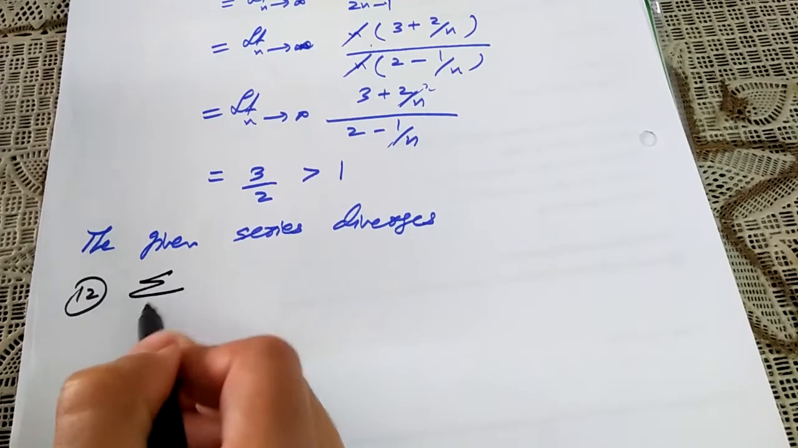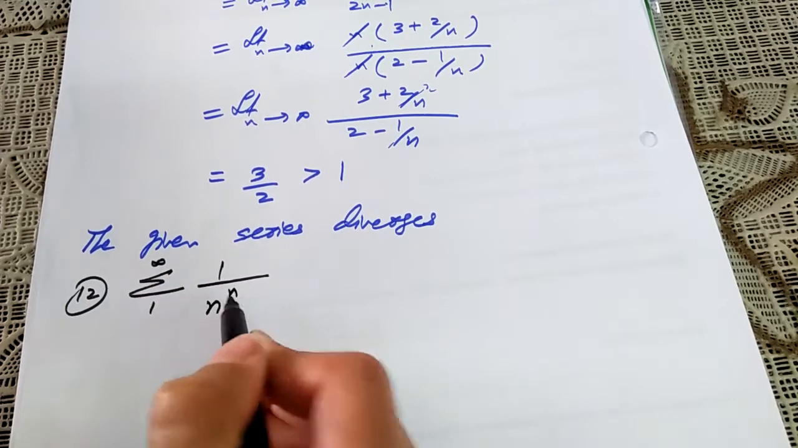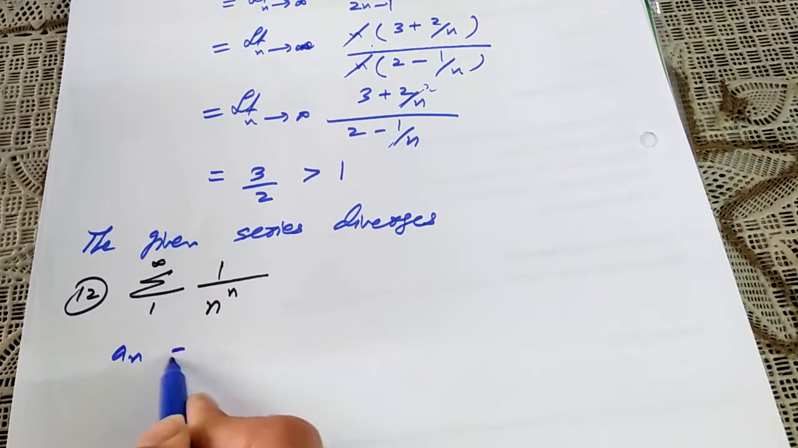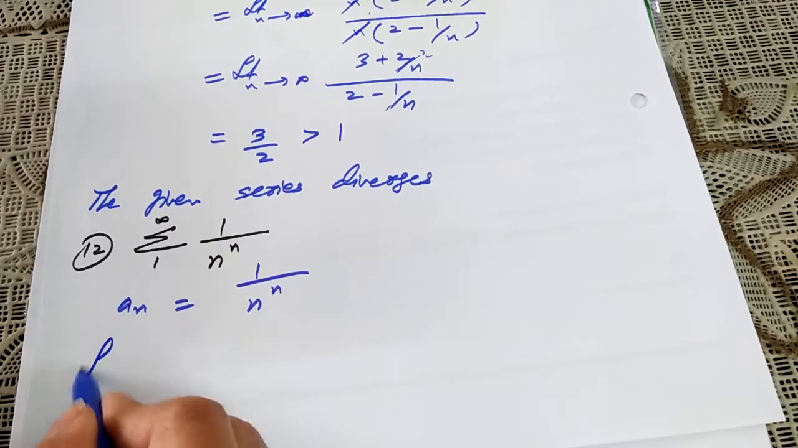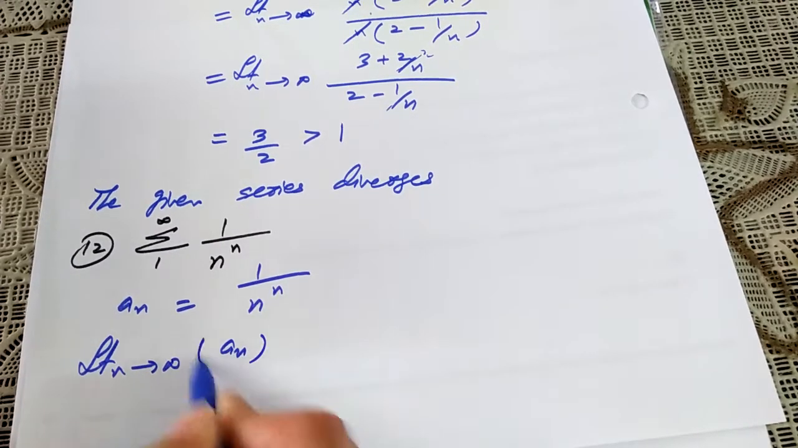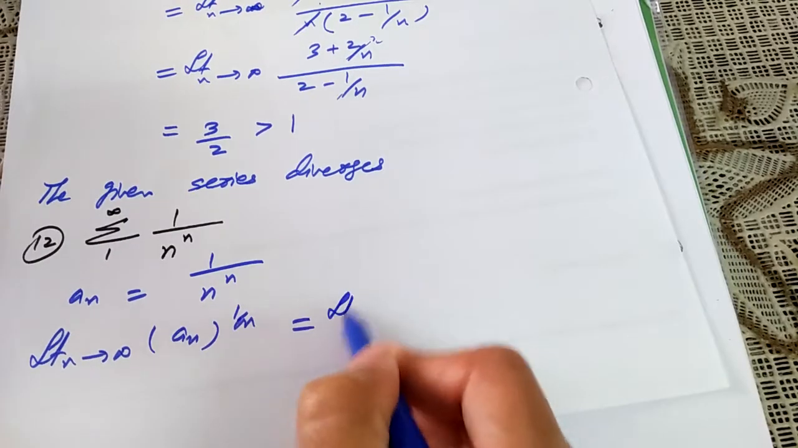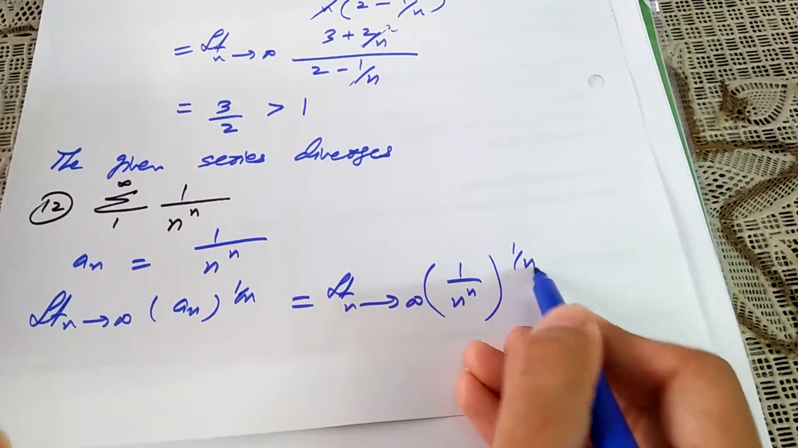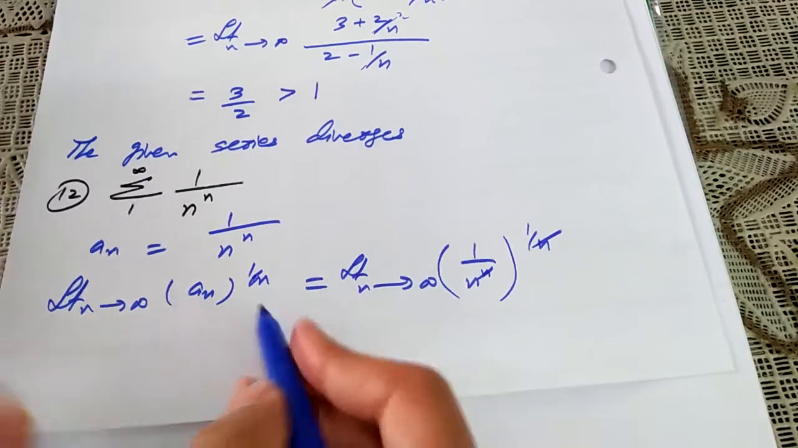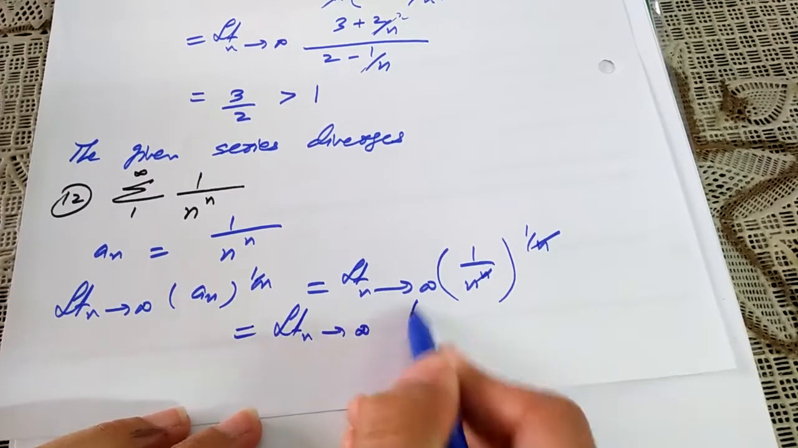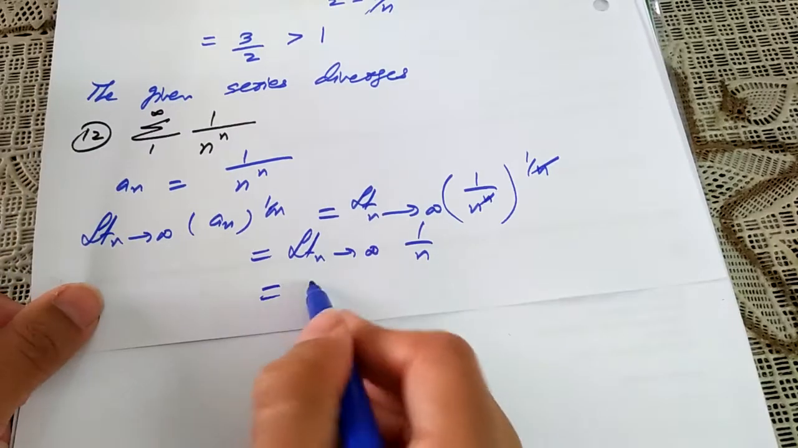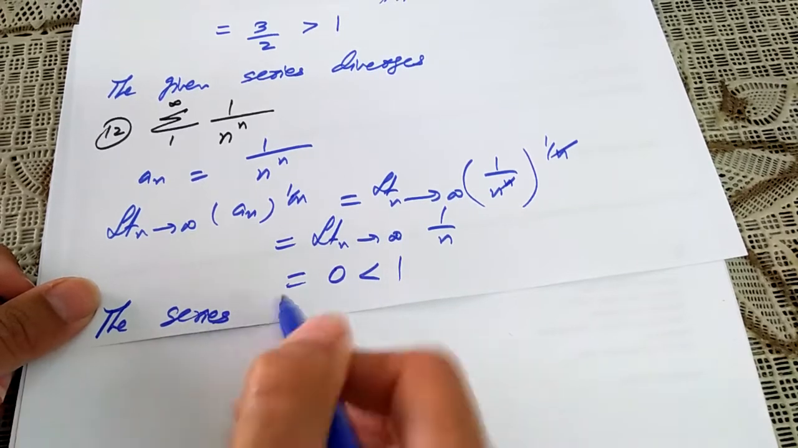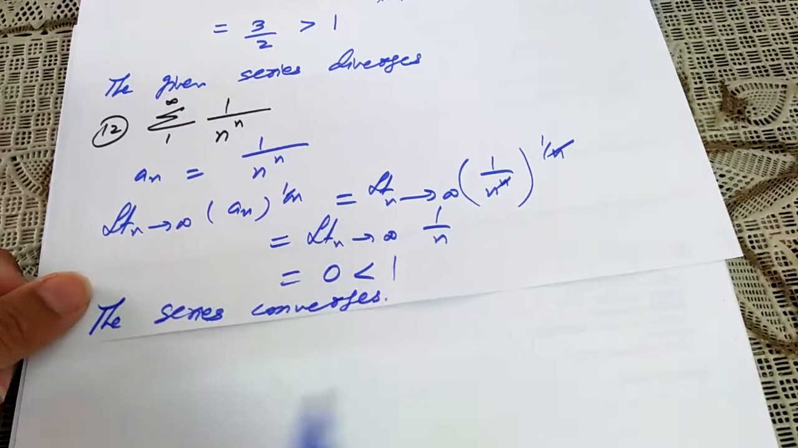Question number 12. Summation 1 to infinity of 1 over n raised to power n. Your an term is 1 over n raised to power n. Limit n approaches to infinity, an raised to power 1 over n will give you limit n approaches to infinity. What is your an? You have n raised to power n and whole power 1 over n. This n and this n can be cancelled out. So you will get limit n approaches to infinity 1 over n, and that is equal to 0, and 0 is less than 1. So it means the series converges by using the Cauchy's root test.